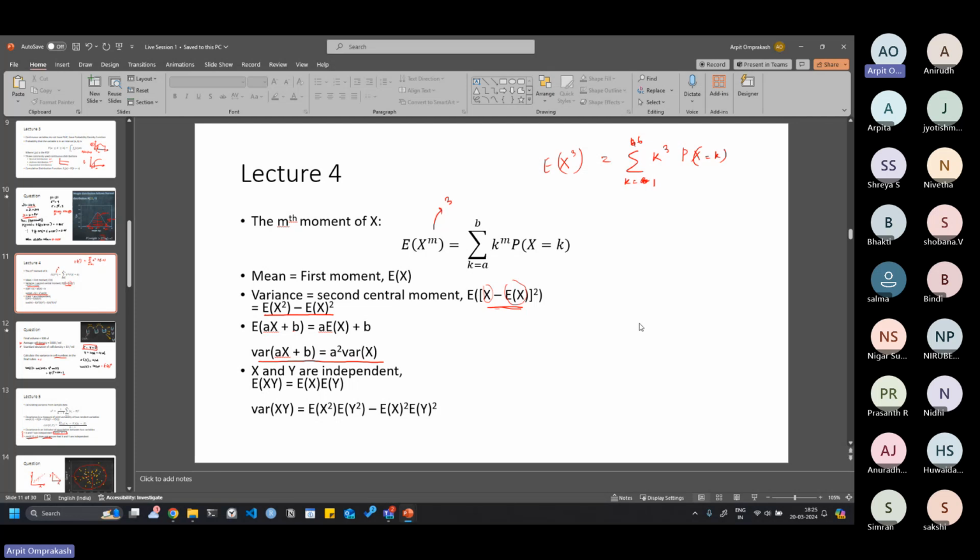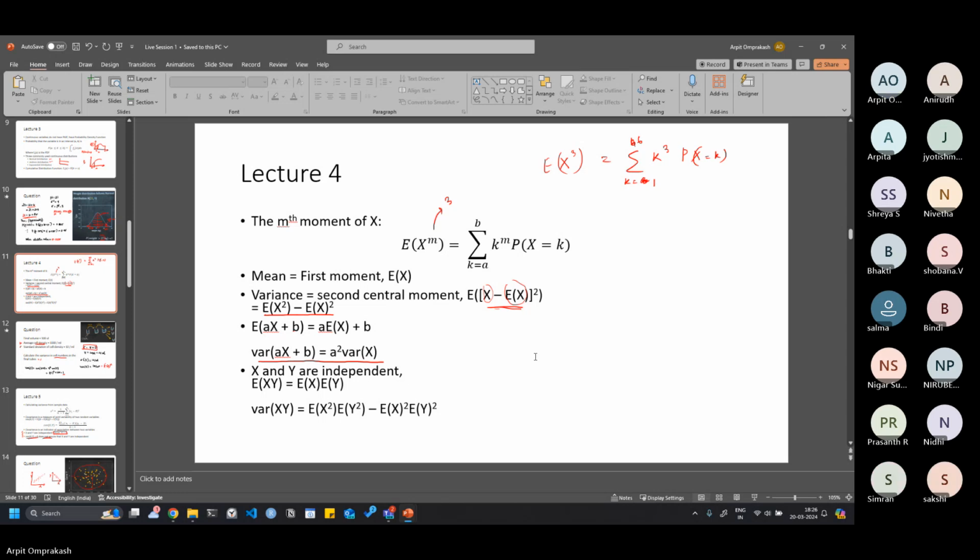Okay. So we also talked about moments in data, mean and variance of the data. The variance of x and y is given by expectation of x square into expectation of y square minus expectation of x whole square into expectation of y whole square if x and y are independent. And if x and y are independent, the expectation of x into y is equal to the expectation of x multiplied by the expectation of y.